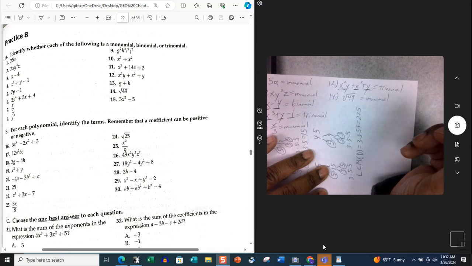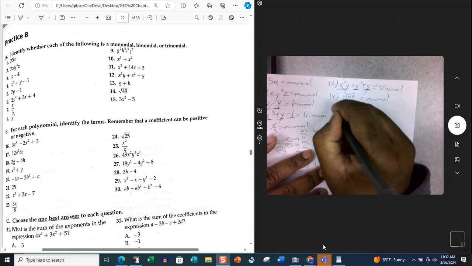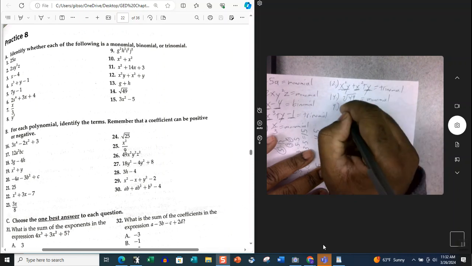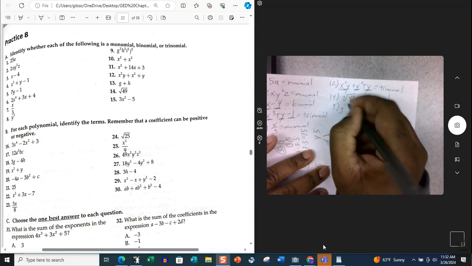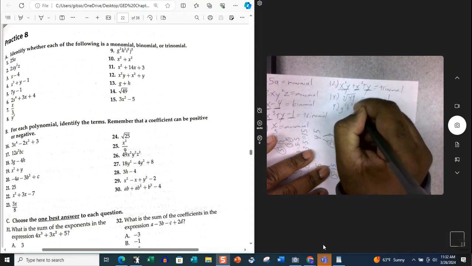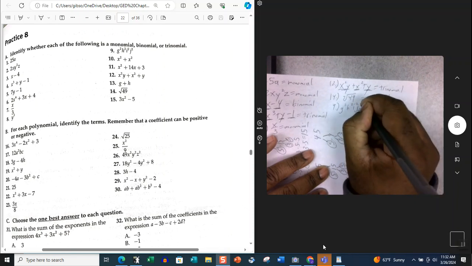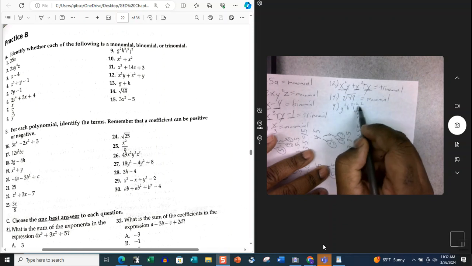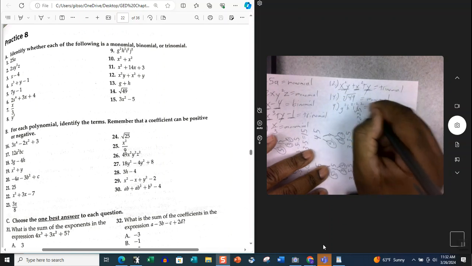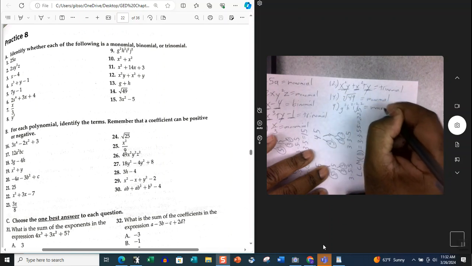And last but not least, I'm going to go back up to number 9. Number 9, you have g squared, h squared, i squared, and then j squared. If you notice, there's no addition or subtraction, so this is still all one term. So it's still a monomial.